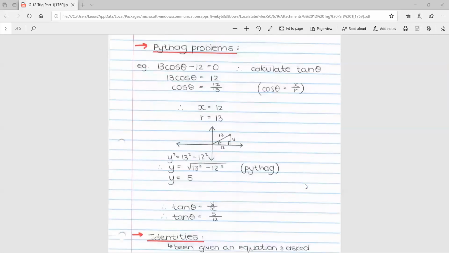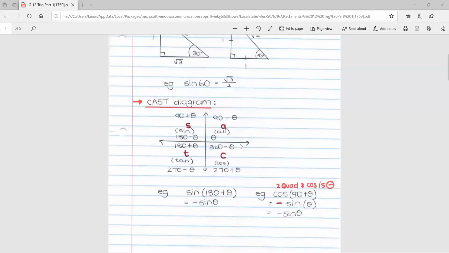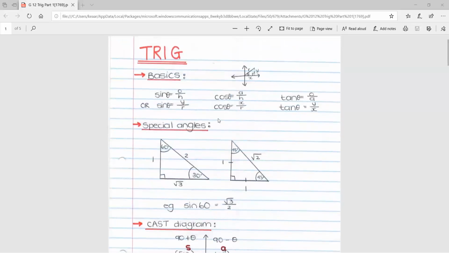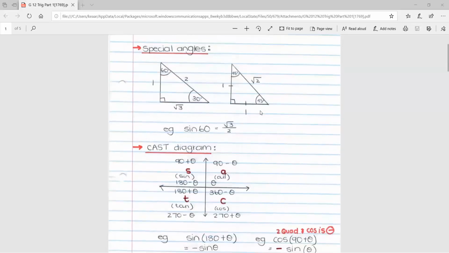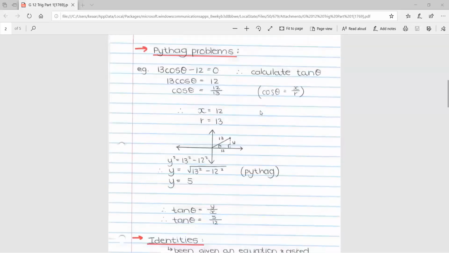Now I'm going to go on to a few more example type questions. Here is a Pythag problem. This is basically going to be using our trig basics to work things out.